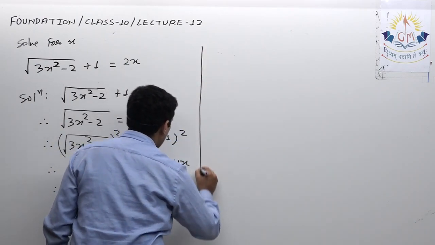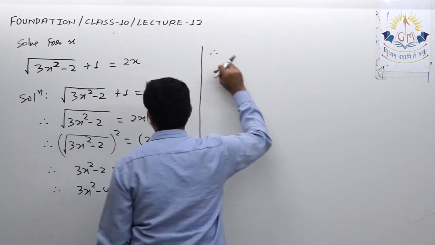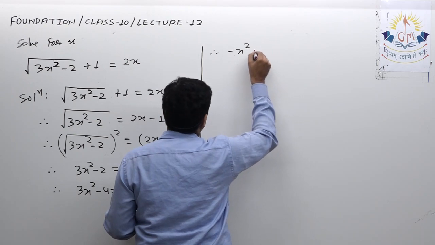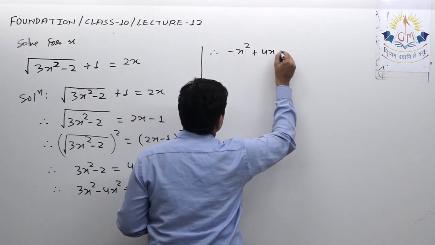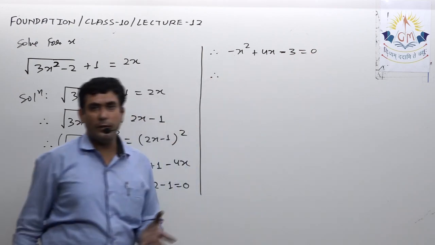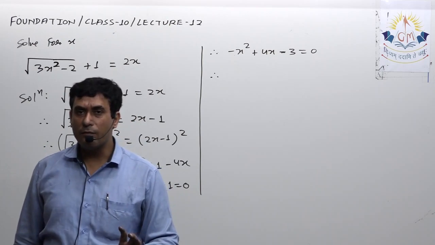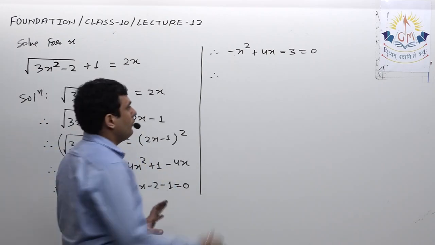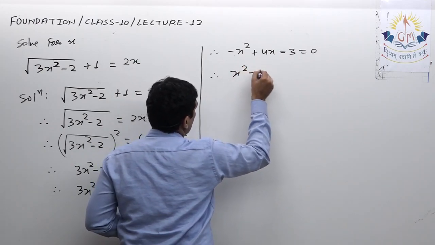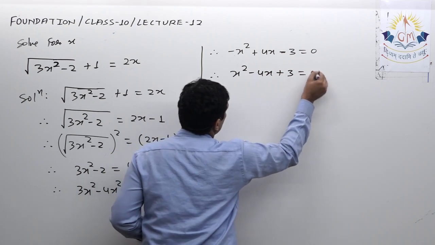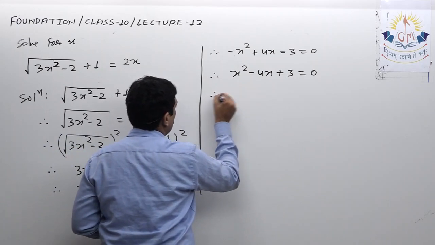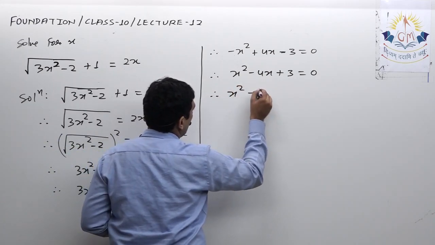That gives me the quadratic equation: minus x square plus 4x minus 3 is equal to 0. Now in general, whenever we solve a quadratic equation, we always try to keep the first term positive. So for that I will multiply throughout by minus 1. So x square minus 4x plus 3 equal to 0. Now it's very easy. Now the ball is in our court. So we'll factorize this by splitting the middle term.